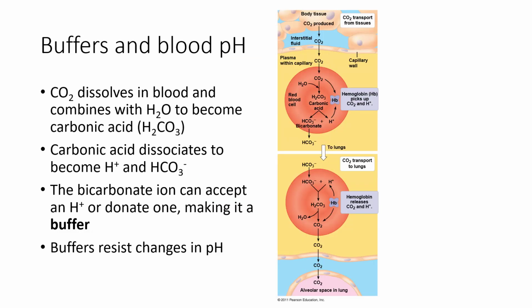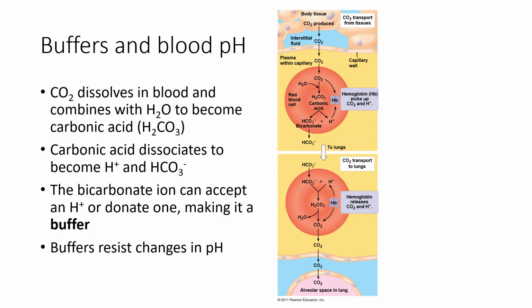There are also things known as buffers, and buffers will prevent a change in pH. So you have a buffer in your blood. Carbon dioxide dissolves in blood and combines with H2O to become carbonic acid, H2CO3. Carbonic acid dissociates. It is a solute in the solvent of water that is in your blood, and it turns into H+ and HCO3-. It is an acid.